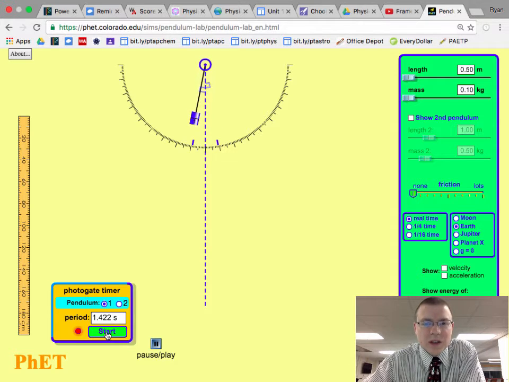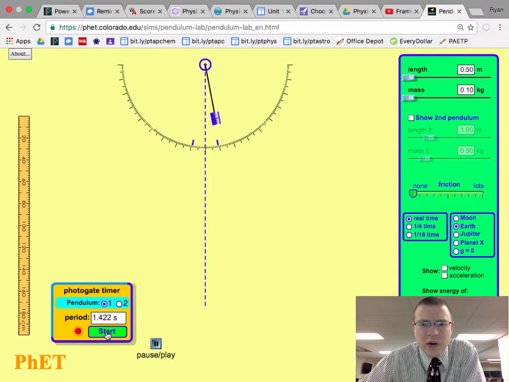Only 1.4 seconds. So it does matter with length, just like a grandfather clock has that long pendulum swinging back and forth. That is what they use to time each second for your oscillations. So it has nothing to do with mass, has everything to do with the length.